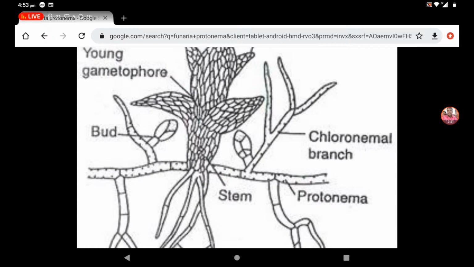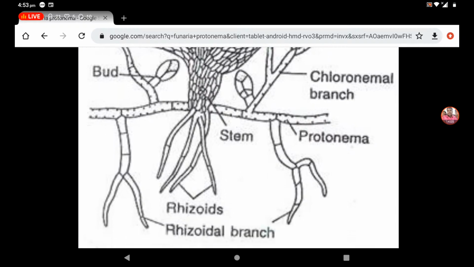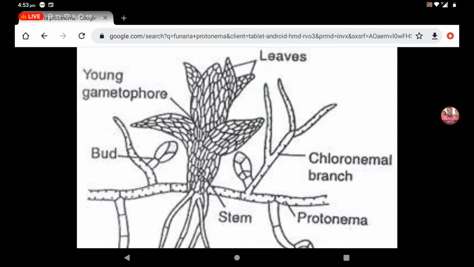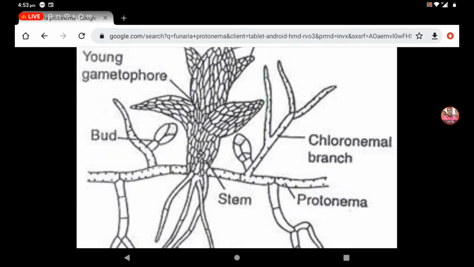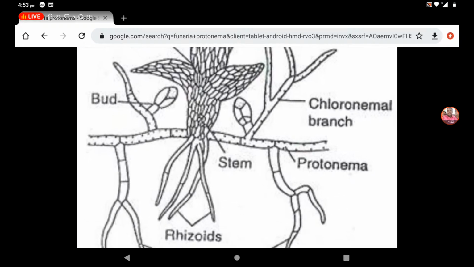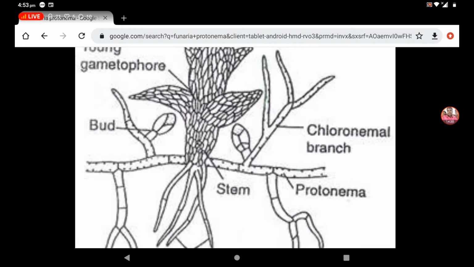And they consist of buds. So generally many buds can originate. Such buds only can become the leafy stage. So young gametophore is mentioned here, which consists of rhizoids, and then a stem-like caulid, and leaf-like structures, not true leaves, it is false leaves only. We call them phylloids. So three things we have to remember here: rhizoids, caulid, which is stem-like, and phylloid, which is leaf-like. So three parts are present.